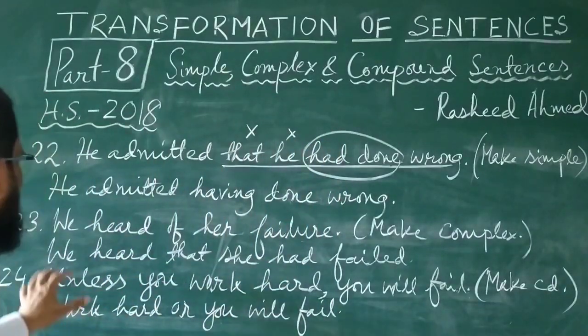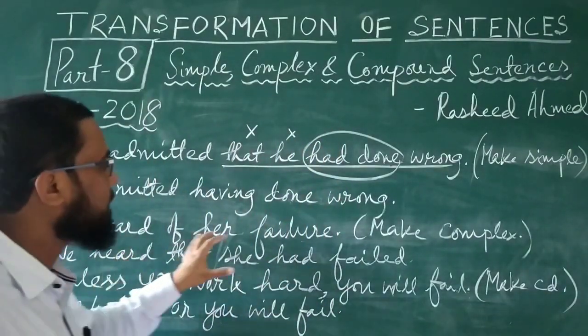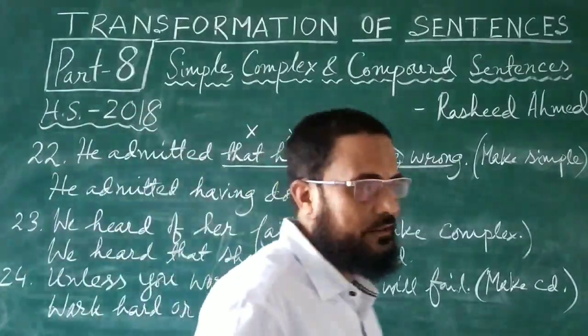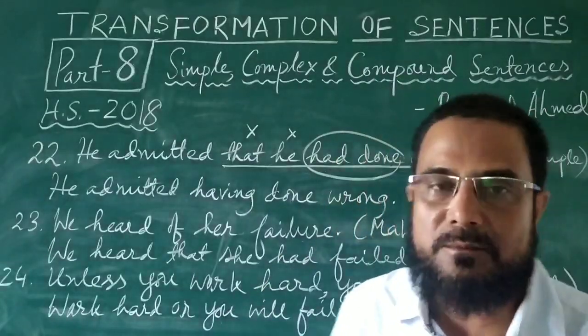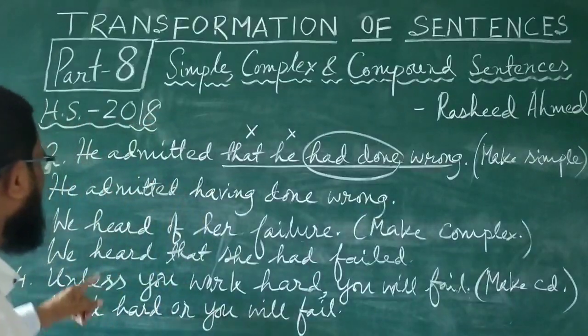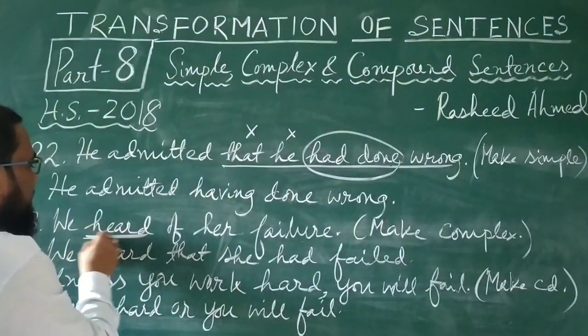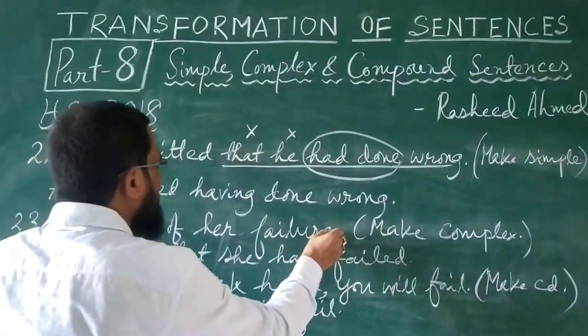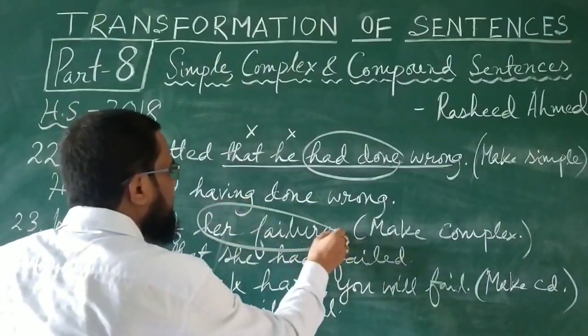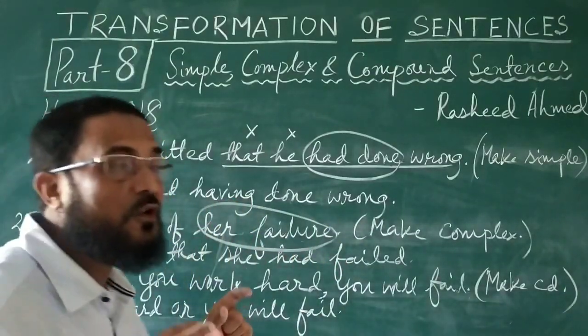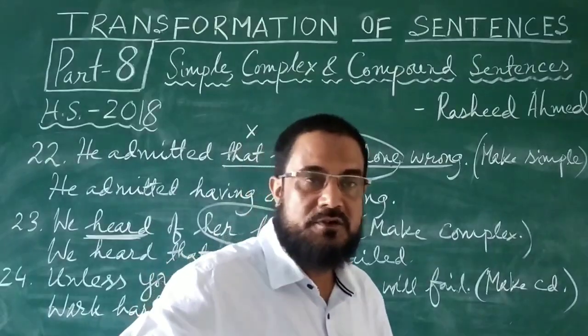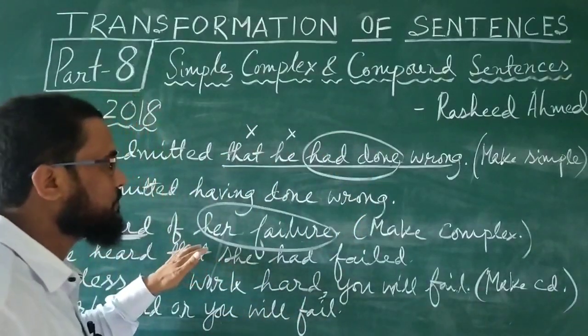Coming to the next number, number 23. We heard of her failure. Make it complex. That is a simple sentence. Here, only one finite verb is there. We have to make another finite verb out of this "her failure". "Her failure" is a phrase, and we have to make it into a clause, so that there should be two clauses, so that it becomes complex.